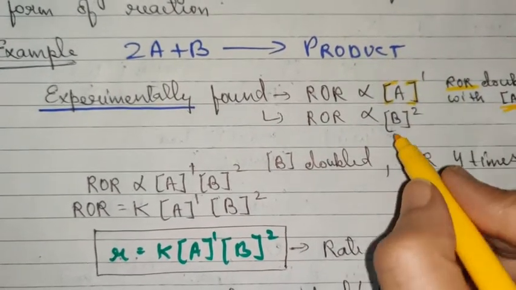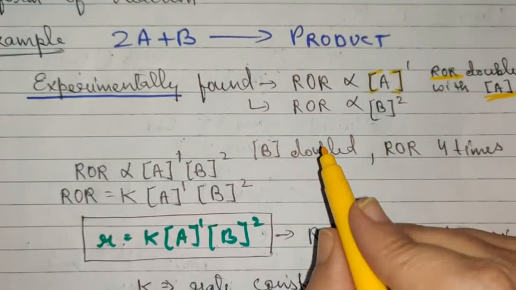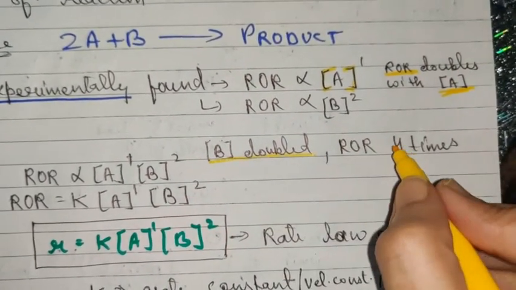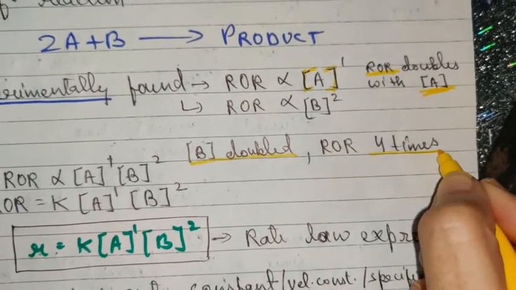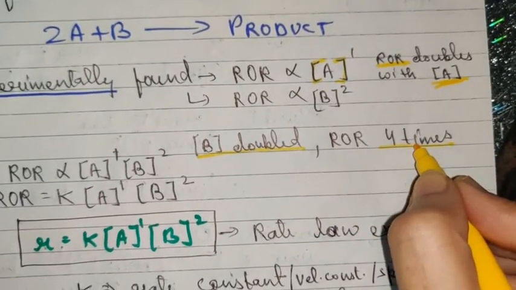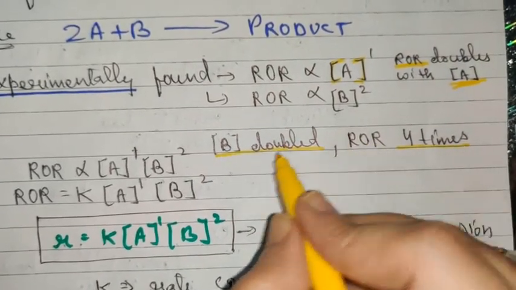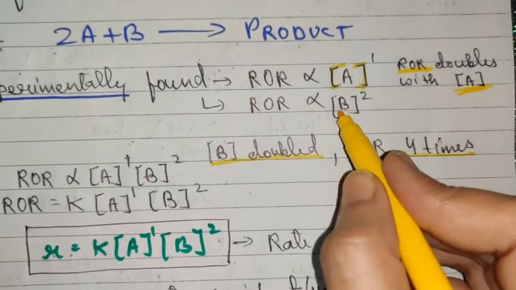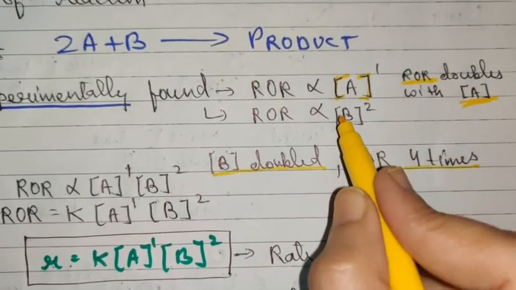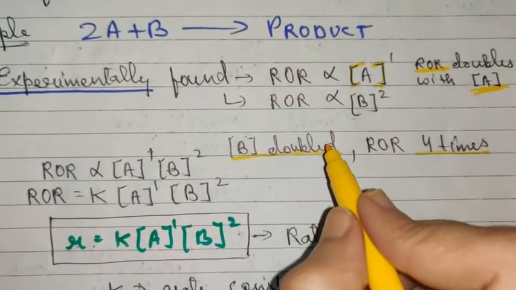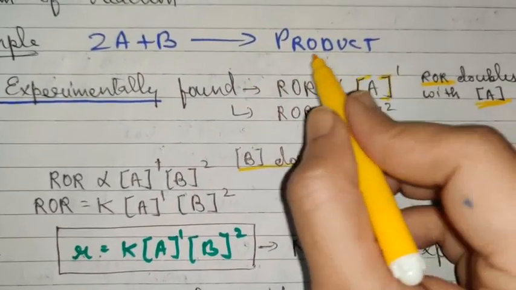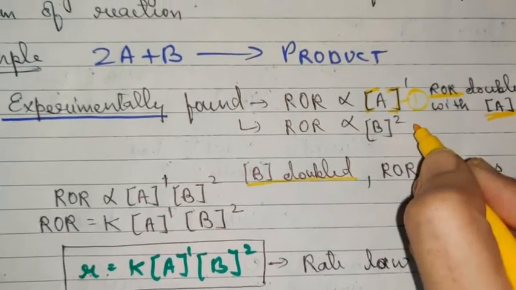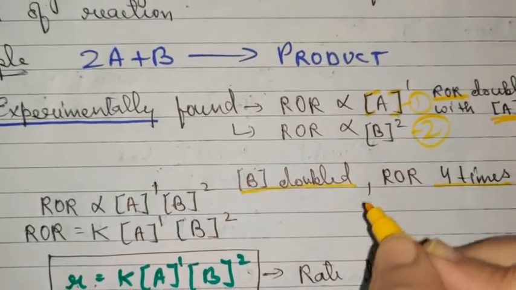Now, another experimental data says that if the concentration of B is doubled, what is happening? The rate of reaction is becoming 4 times. So if you have to express this relation, how will you express it? The rate of reaction is directly proportional to the square of the concentration of B. So according to the experimental data, we got these two expressions. Now if you combine equation 1 and equation 2, what will you obtain?